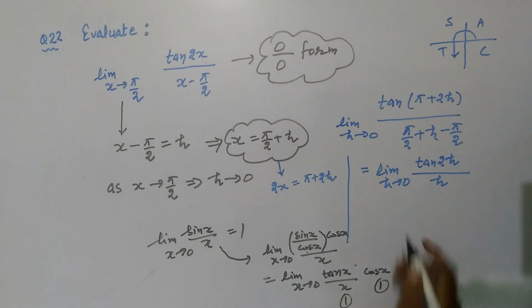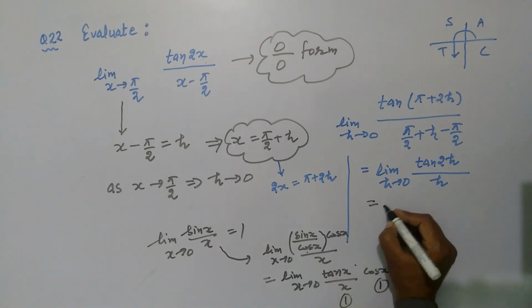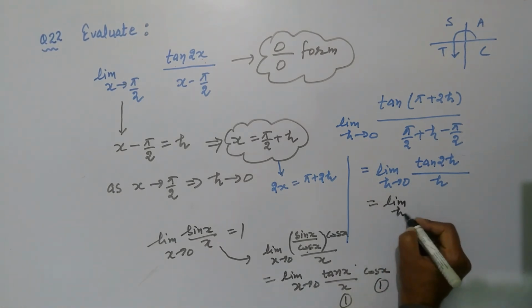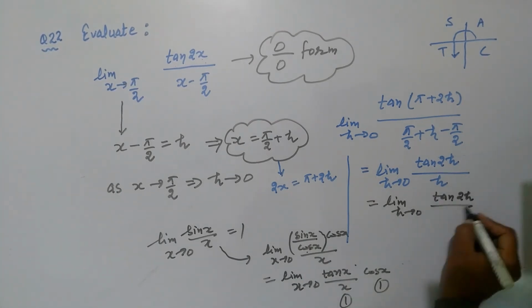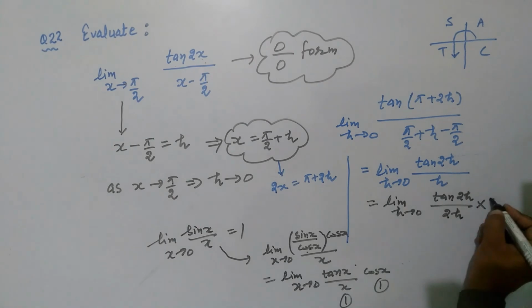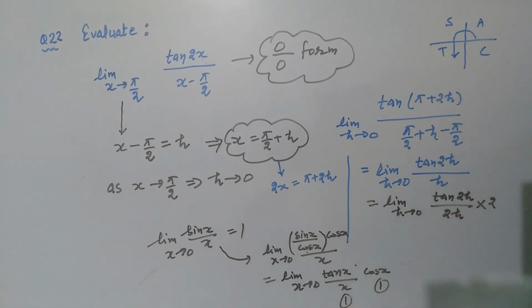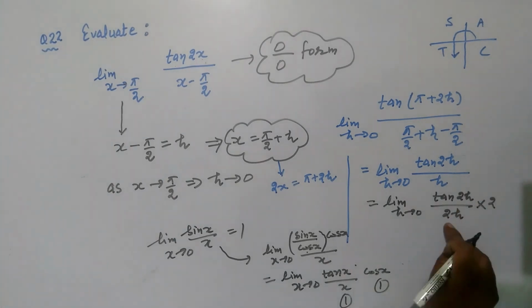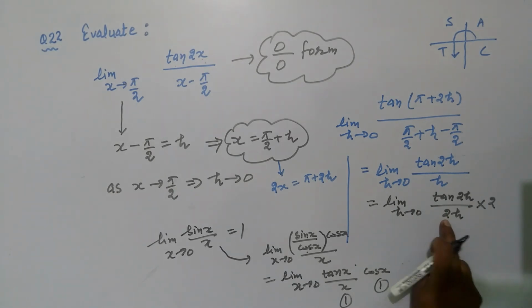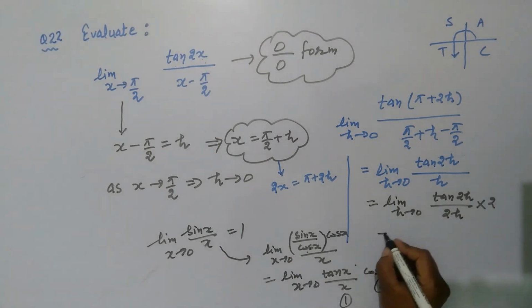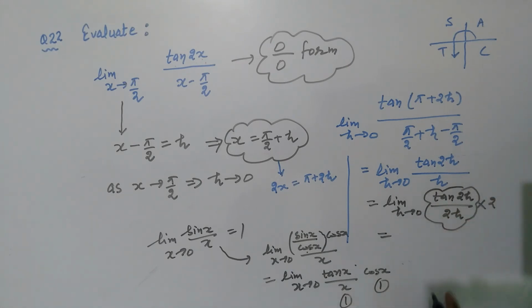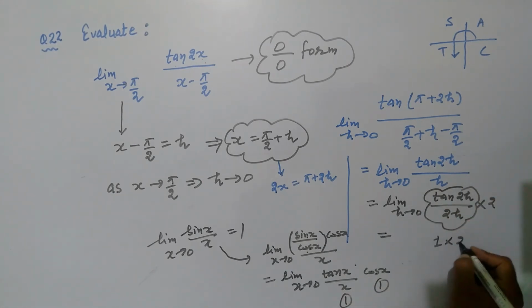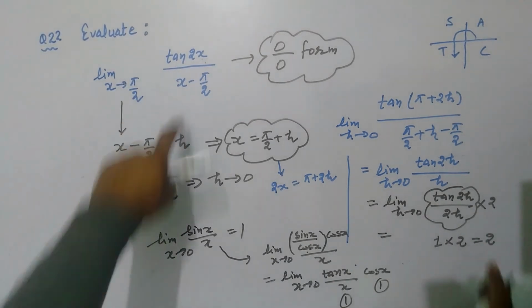So what we say, this is limit h approaches to 0, tangent of 2h divided by 2h into 2, because these two angles should be same. To make them same, we divided by 2 and multiplied by 2. So this result gives us the value 1 into 2, so the final result is 2. 2 is the limit of this function.